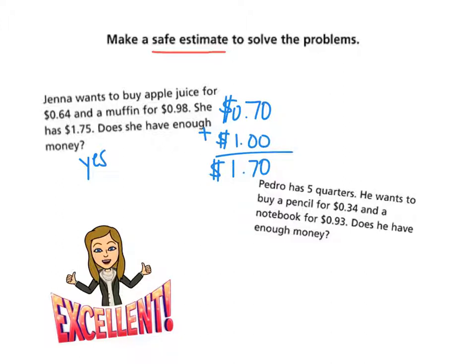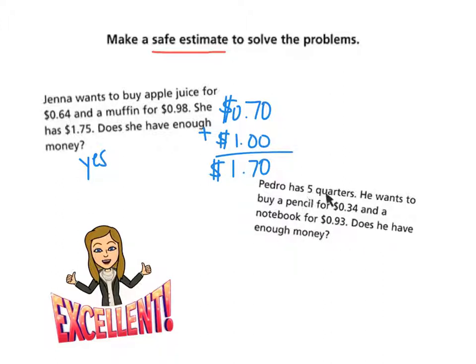Especially because I rounded up on both of these numbers and I still would have a little wiggle room with $1.70 to get $1.75. All right, the next one says Pedro has 5 quarters. He wants to buy a pencil for 34 cents and a notebook for 93 cents. Does he have enough money?